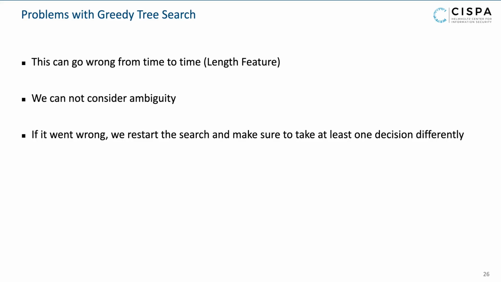There is also another problem which makes this algorithm fail occasionally. This is ambiguity. While generating, we look at one parse tree, the input we are generating only. But due to ambiguity, there may be another interpretation, which may violate one of the conditions. If things went wrong with the greedy search, we will just restart the tree search, this time taking at least one decision differently.